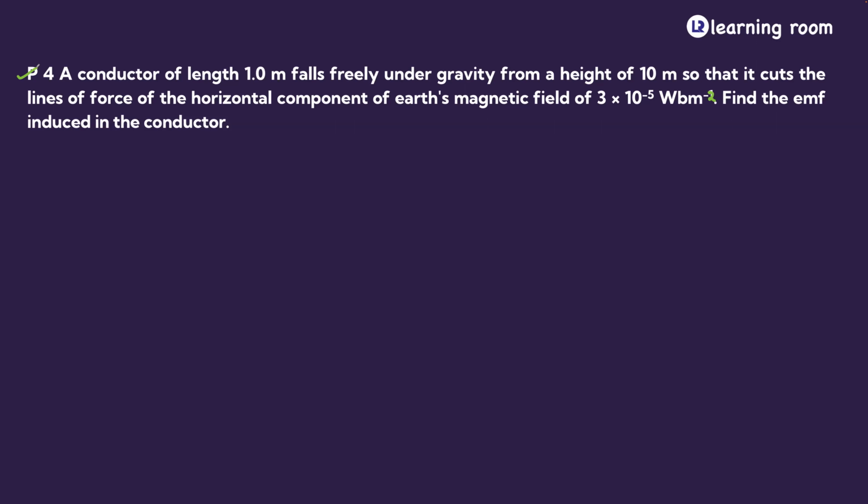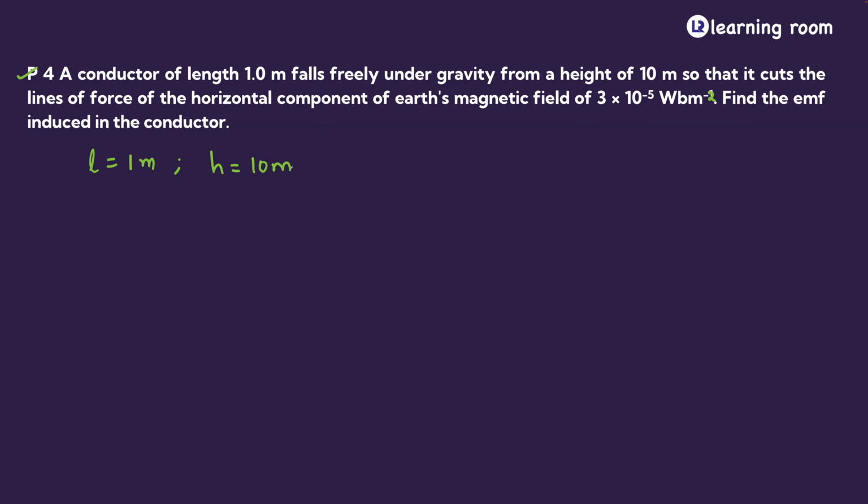So in this question, there is a conductor of length 1 meter and it is falling freely under the influence of gravity, right? It is falling down. So its velocity is in the downward direction. And it is falling through a distance of 10 meter, so that it cuts the lines of force of the horizontal component of the Earth's magnetic field.